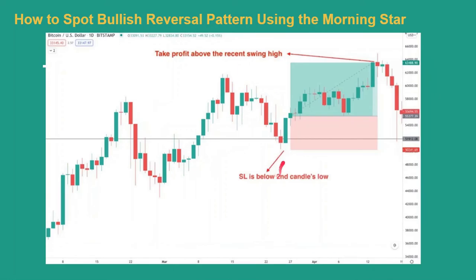So upon the start of the next candle, you can enter just one tick above the close of this green candle and put your stop loss just below the low of the star. So this way you can enter a long trade. Actually, this is how you can trade the morning star pattern.